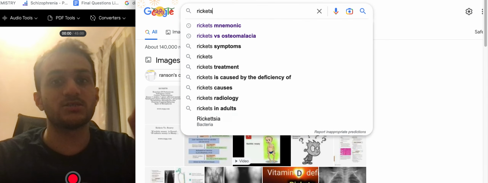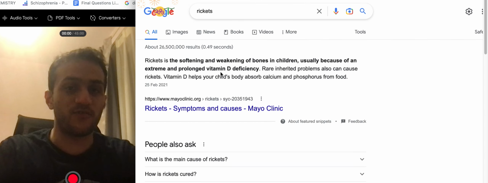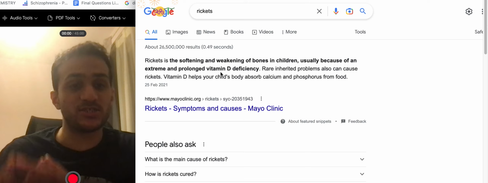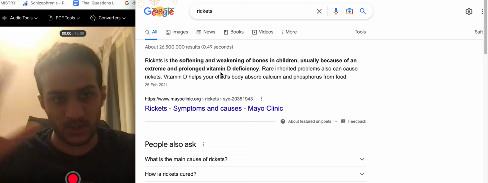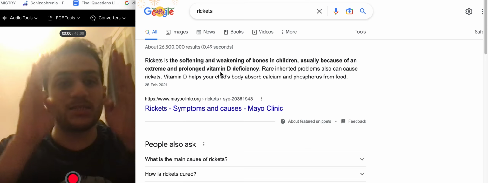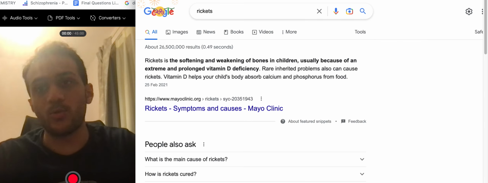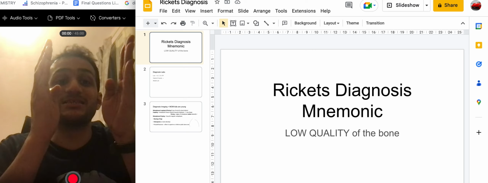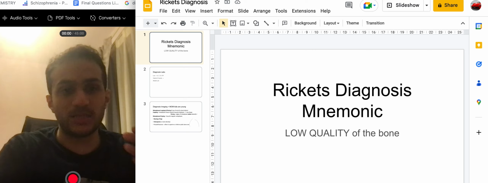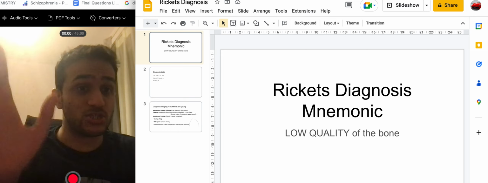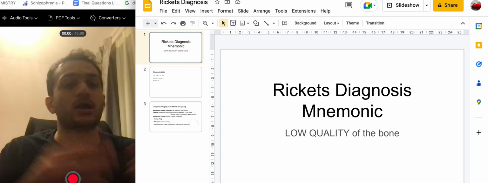Rickets is basically a softening, a weakening of the bone, especially in children, and that's because of a deficiency of vitamin D. But that's really a complicated definition. I just want to make it quite simple for you, like the weakening, softening, whatever. It basically means low quality of bone. That's a simple definition. Low quality of bone, and this is mainly in children, by the way. Of course, it won't be in adults.